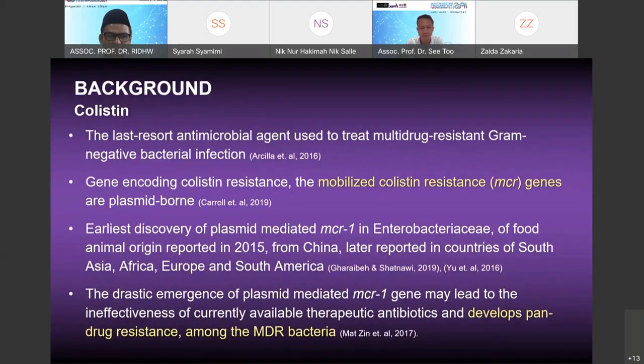The colistin antibiotic is the last resort antimicrobial agent used to treat multi-drug resistant gram-negative bacterial infections. The gene encoding colistin resistance is the mobilized colistin resistance MCR gene, which is plasmid bound. The earliest discovery of plasmid-mediated MCR-1 in Enterobacteriaceae of food animal origin was reported in 2015 from China, and it was later reported in other countries of South Asia, Africa, Europe, and South America. The drastic emergence of the plasmid-mediated MCR-1 gene may lead to the ineffectiveness of currently available therapeutic antibiotics and develop pan-drug resistance among MDR bacteria.